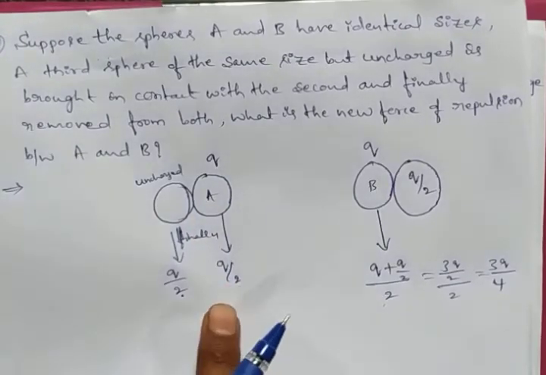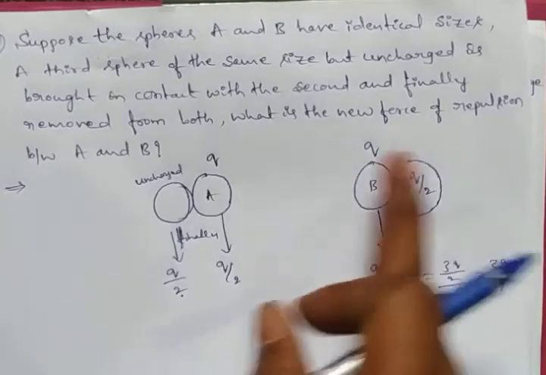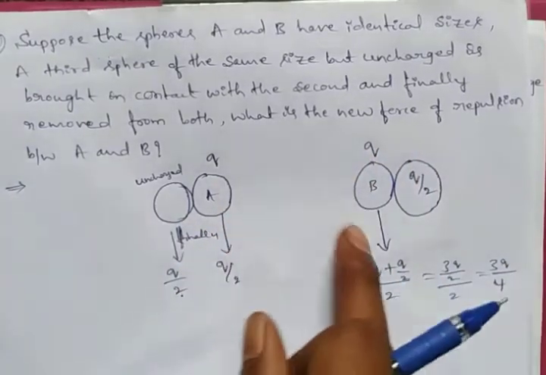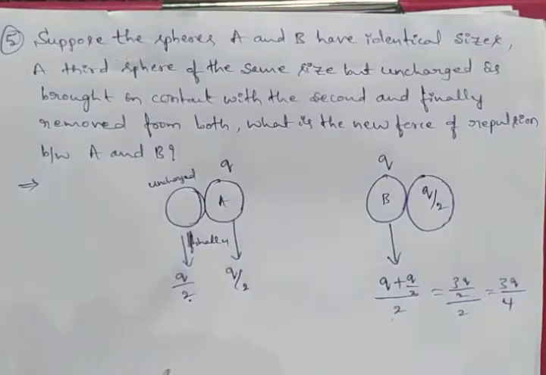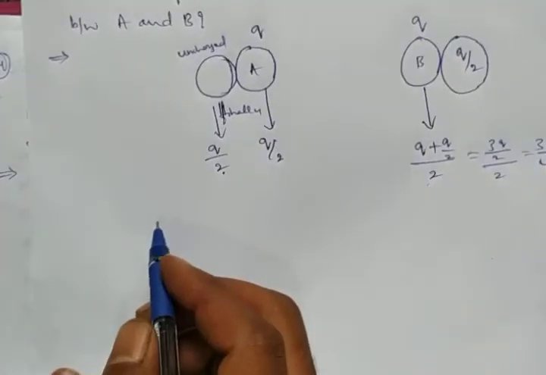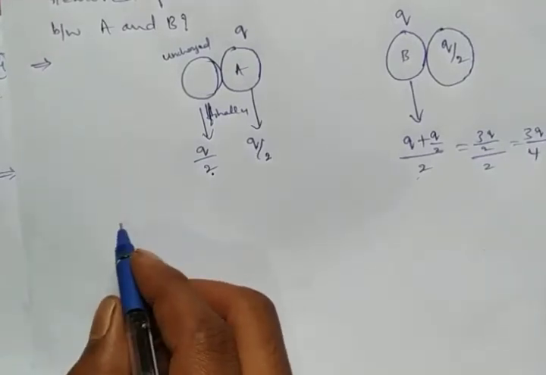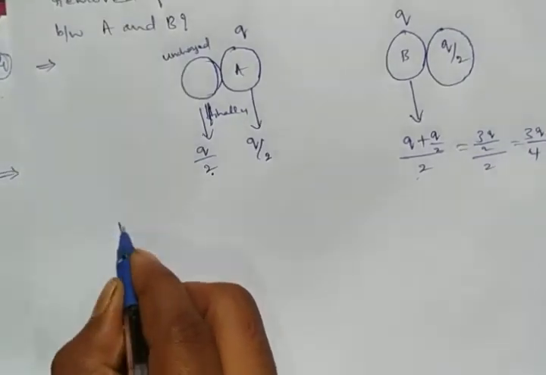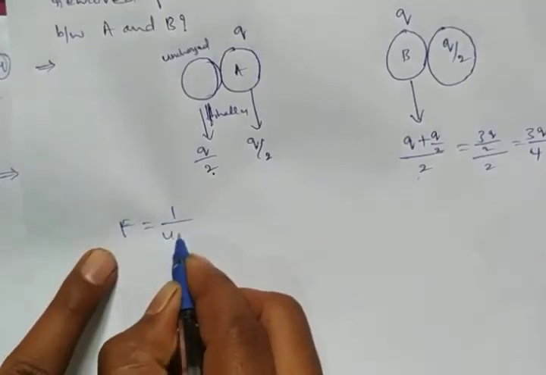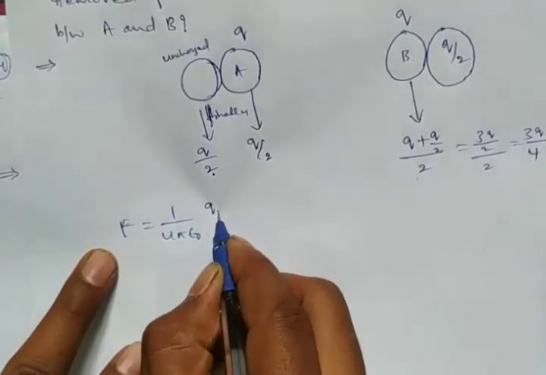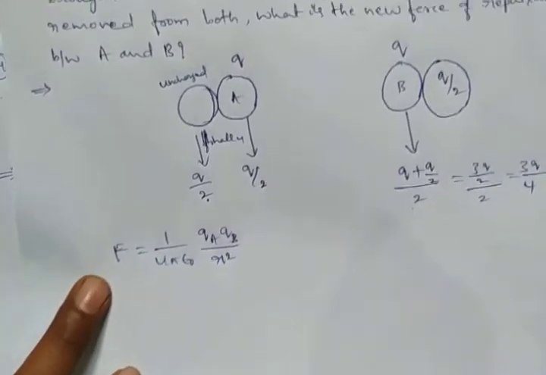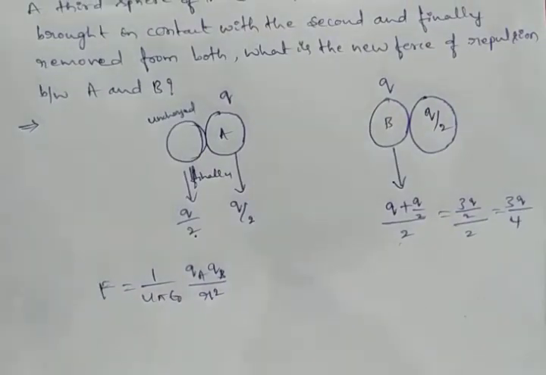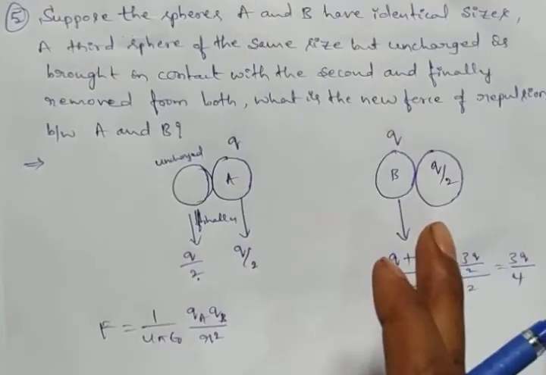In this case, what is the force between these two spheres A and B? We observe carefully. We can write this: whatever the force is, the Coulomb force, that is 1 by 4 pi epsilon naught qa qb by r square. Now, what is the distance between these two?